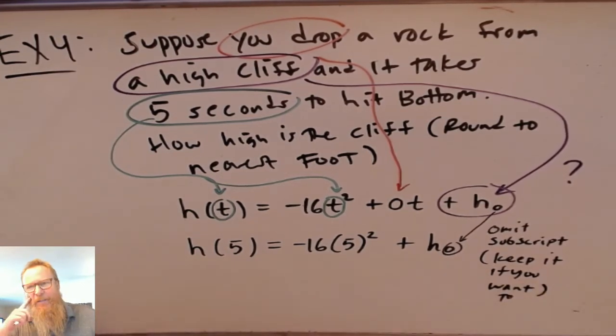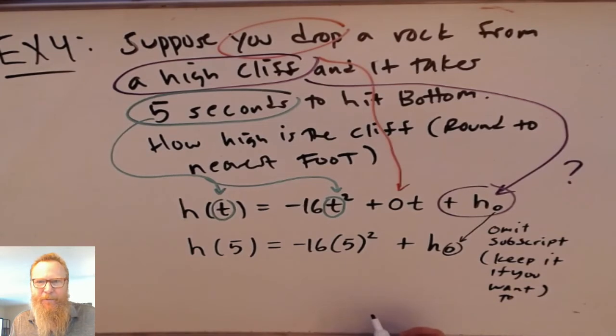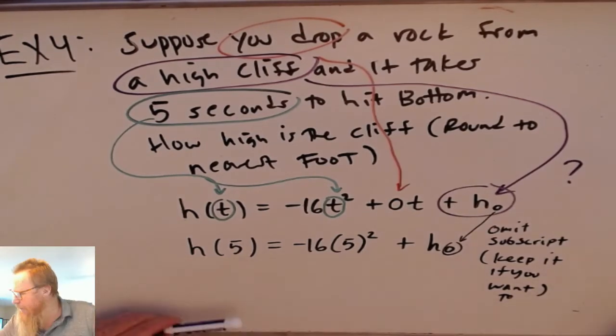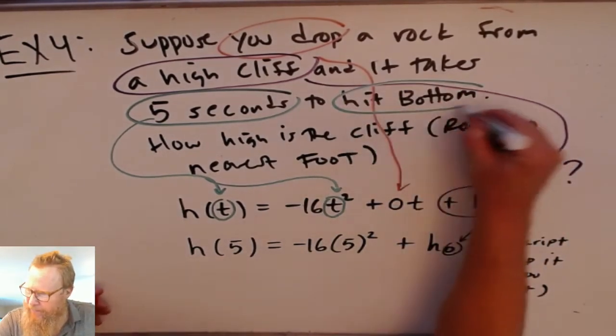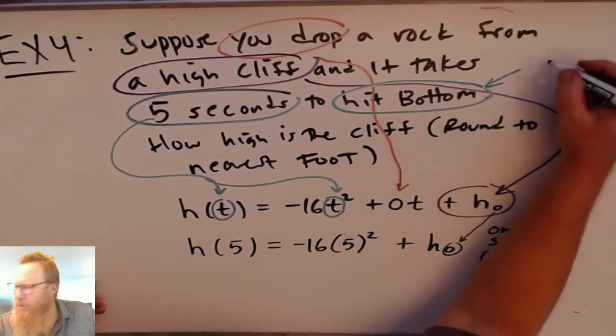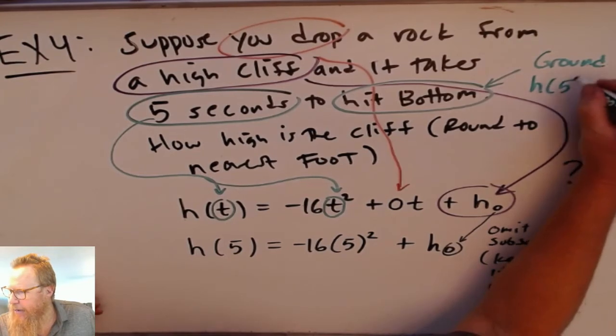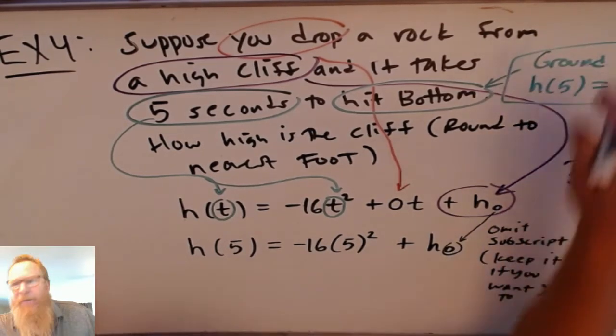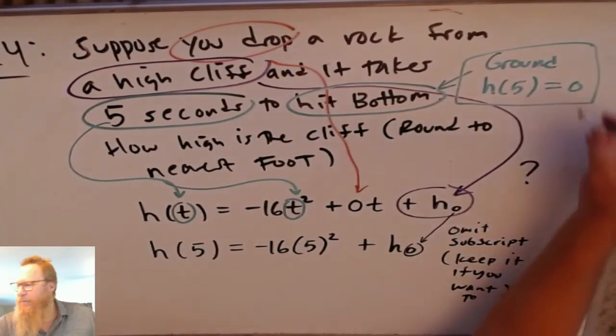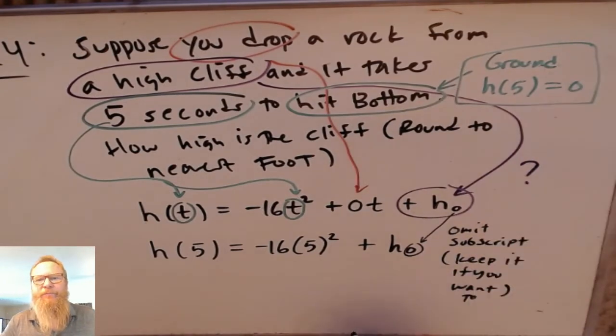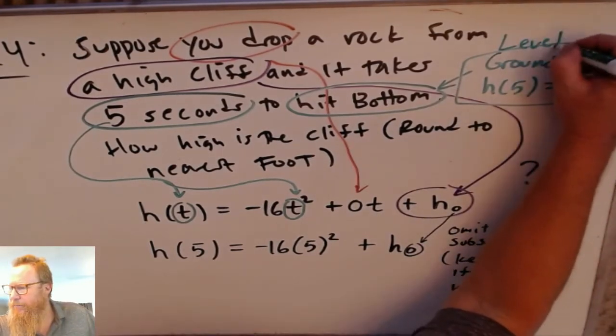It's up to you. It's not going to affect the answer. All right. Now, hitting the bottom, I'm assuming, is the ground. H5 is equal to 0. We call that ground level, or level ground.